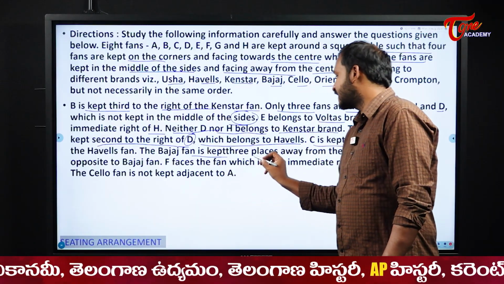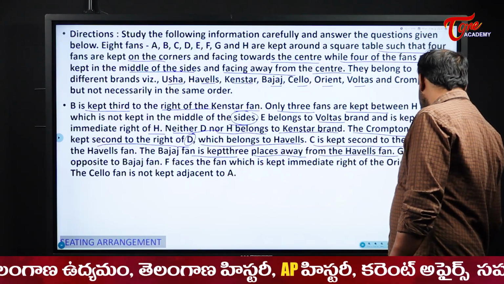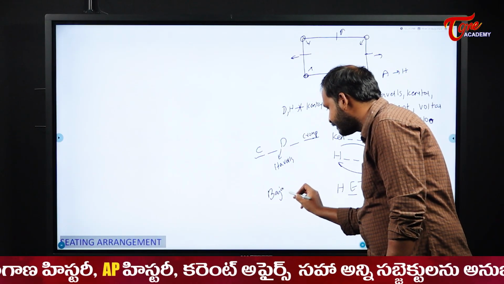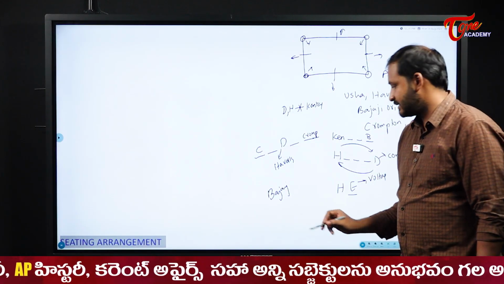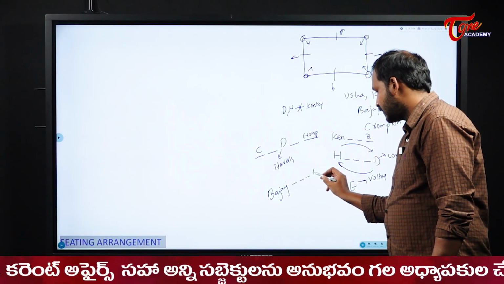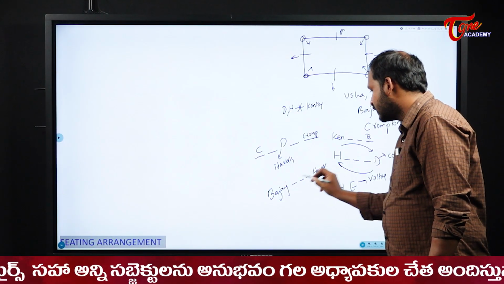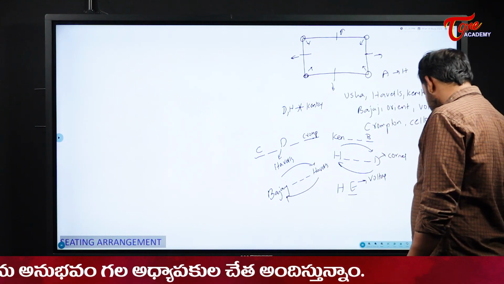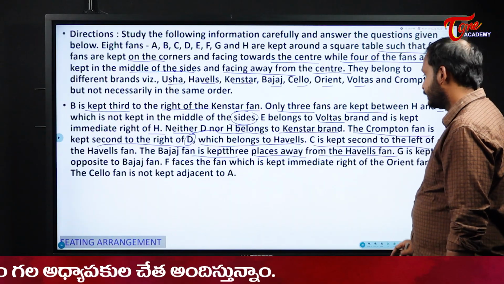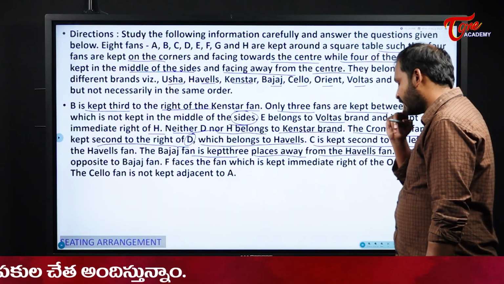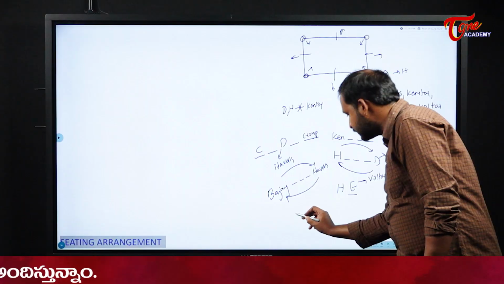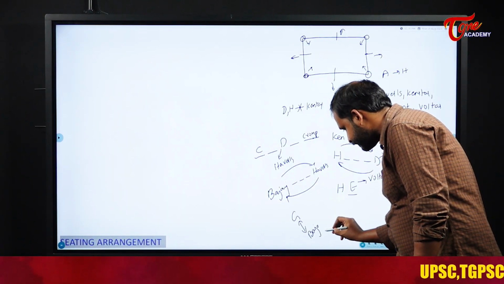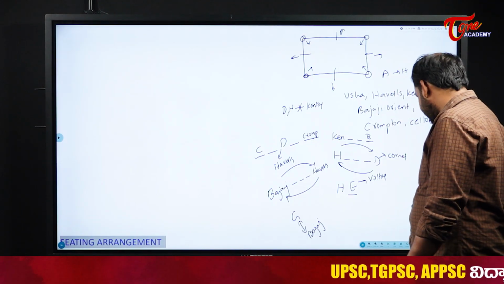Next one. The Bajaj fan is kept 3 places away from the Havels fan. Between Bajaj and Havels, we will have 3 places. And we cannot say who is to the left and who is to the right. Next. G is kept opposite to the Bajaj fan.